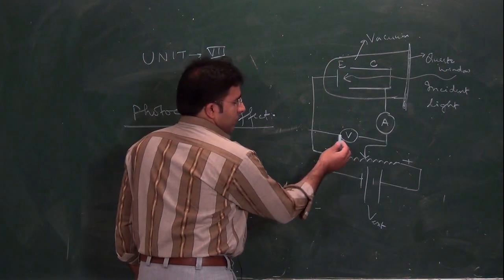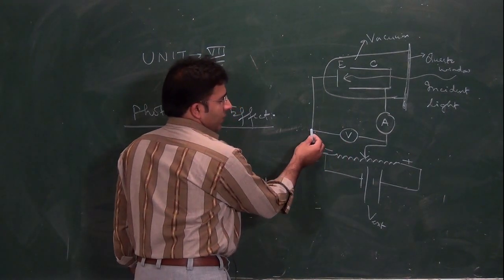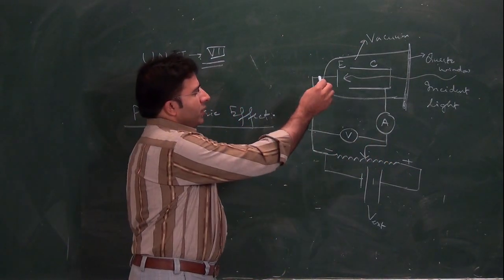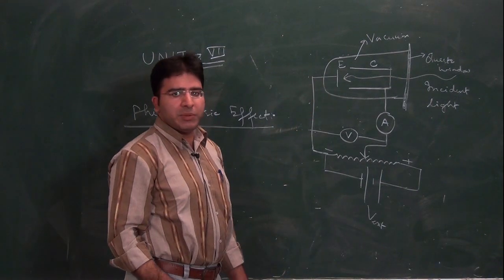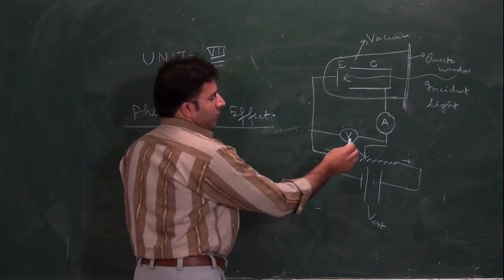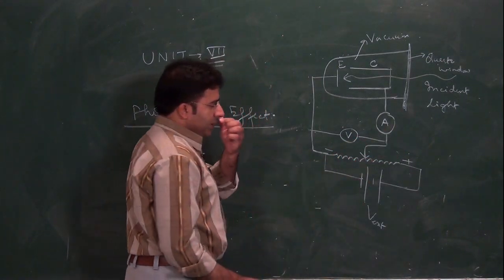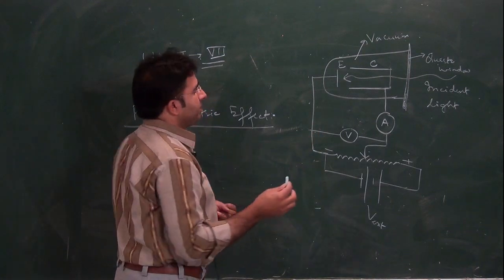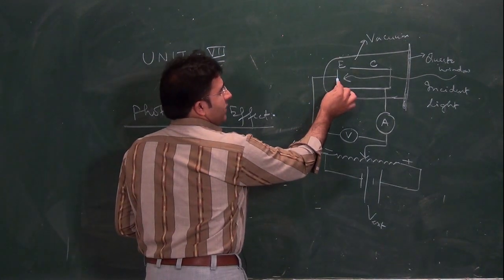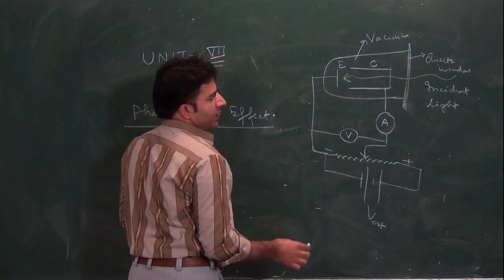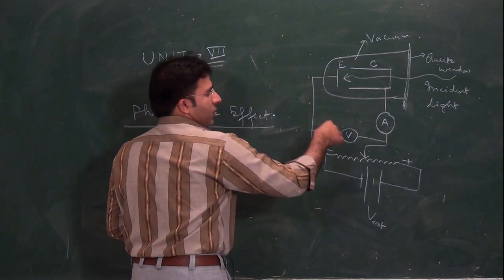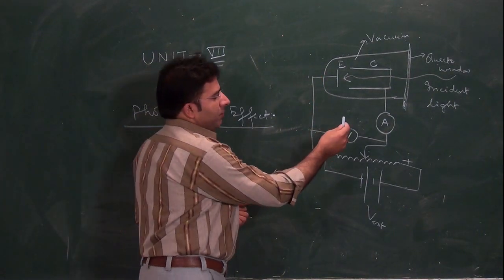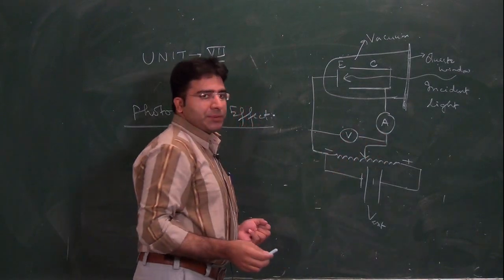This is here a voltmeter. The voltmeter is connected across emitter and collector, which will give us a measurement of the voltage across the emitter and collector. Then we have one more current meter, an ammeter here. This ammeter will measure the current. Which current? When electrons from the emitter reach the collector, current in the external circuit will flow. That current, called photoelectric current, will be measured by this ammeter.